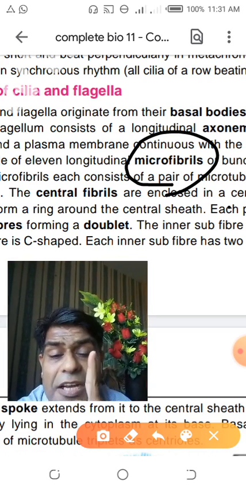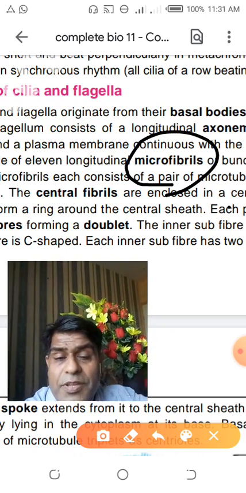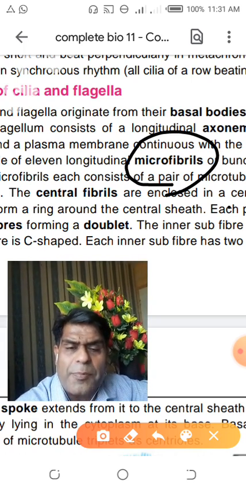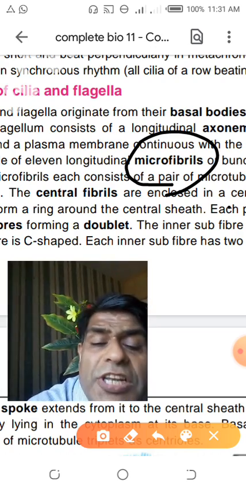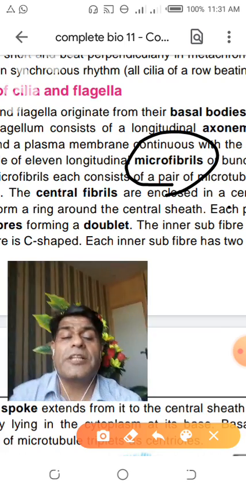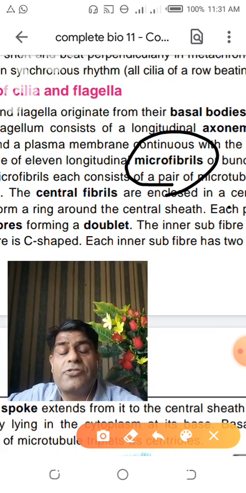I am talking about one cilium. I am not talking about all cilia of paramecium. Many cilia in the paramecium collectively move the paramecium, but I am talking about the one cilium. How one cilium contracts, other cilia contract in the same way. So the total number of microfibrils is 11, and the total number present at the peripheral side is 9.